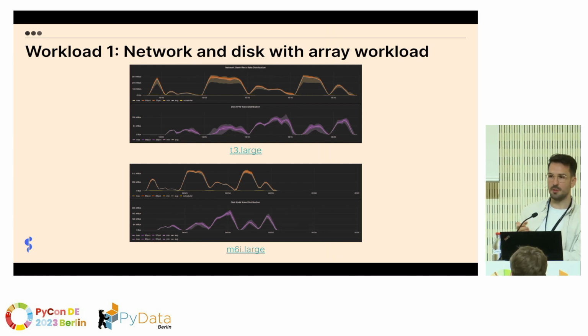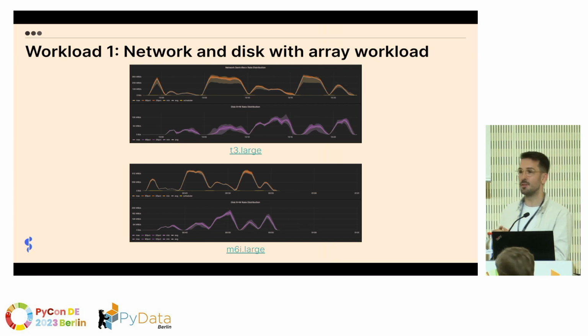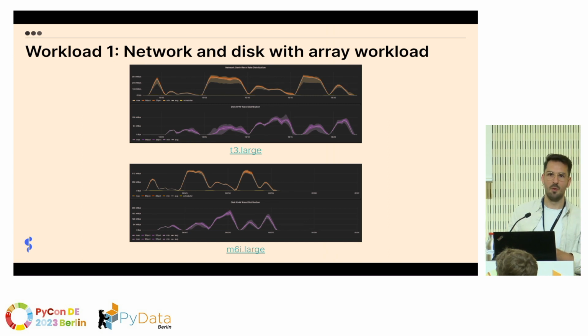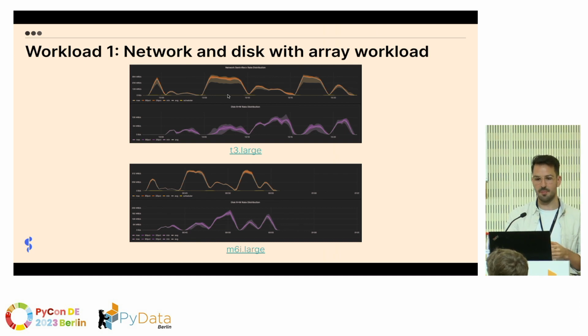In particular, we compared two things. Those are T3 large instances and M6I large instances. Those are, in terms of CPU and memory, pretty much the same. One of them is cheaper, the other one is not, but let's see how they compare in different workloads. And what we see here is that T3 large, if you have something that uses a lot of network and disk, is actually pretty bad. It takes a lot longer.